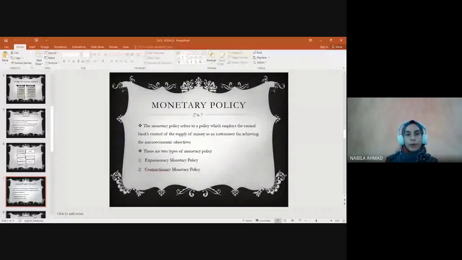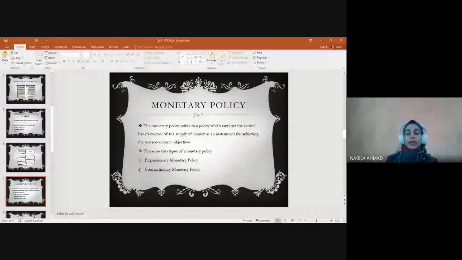Okay, monetary policy refers to the policy employed by the central bank to control the supply of money as an instrument for achieving the macroeconomic objective. Jadi di sini kalau monetary policy dia akan melibatkan bank negara, central bank. Jadinya orang tengah ni adalah central bank. Okay, so bank negara yang akan jadi orang tengah. Okay, there are two types of monetary policy, expansionary dengan contractionary. Okay, so what is expansionary monetary policy?